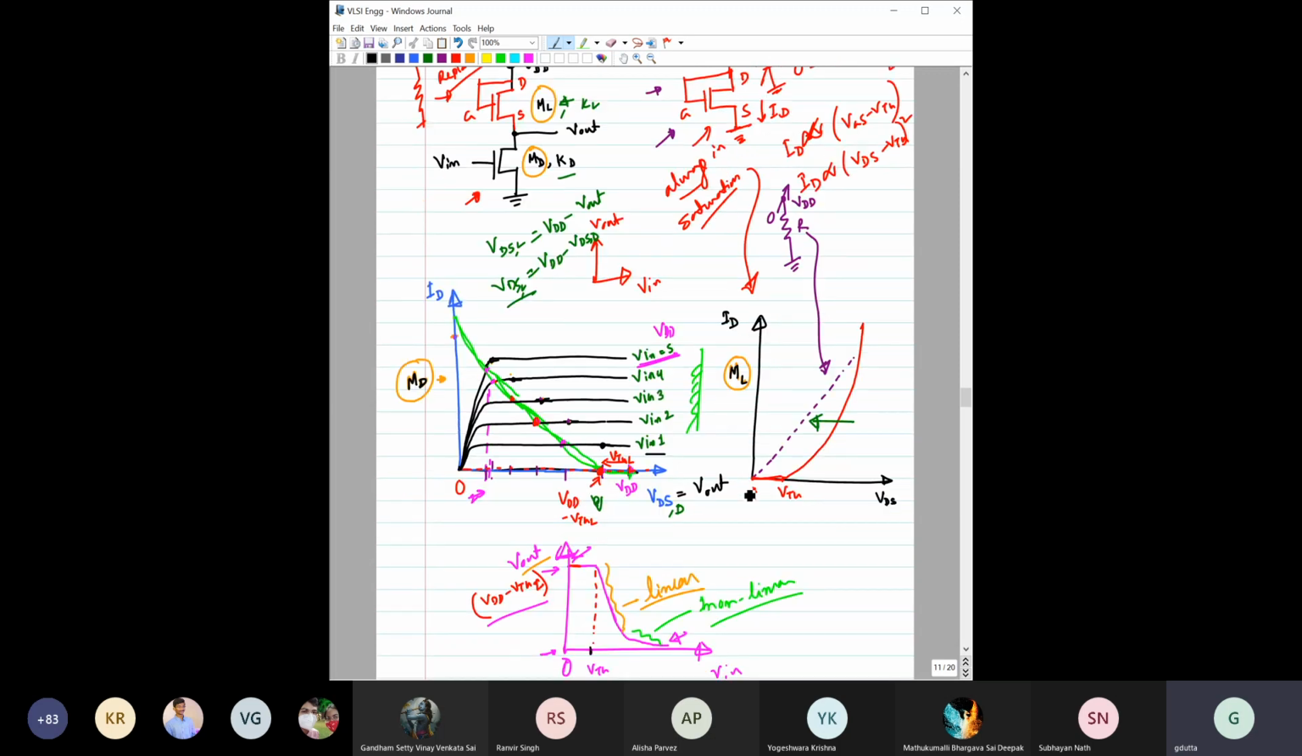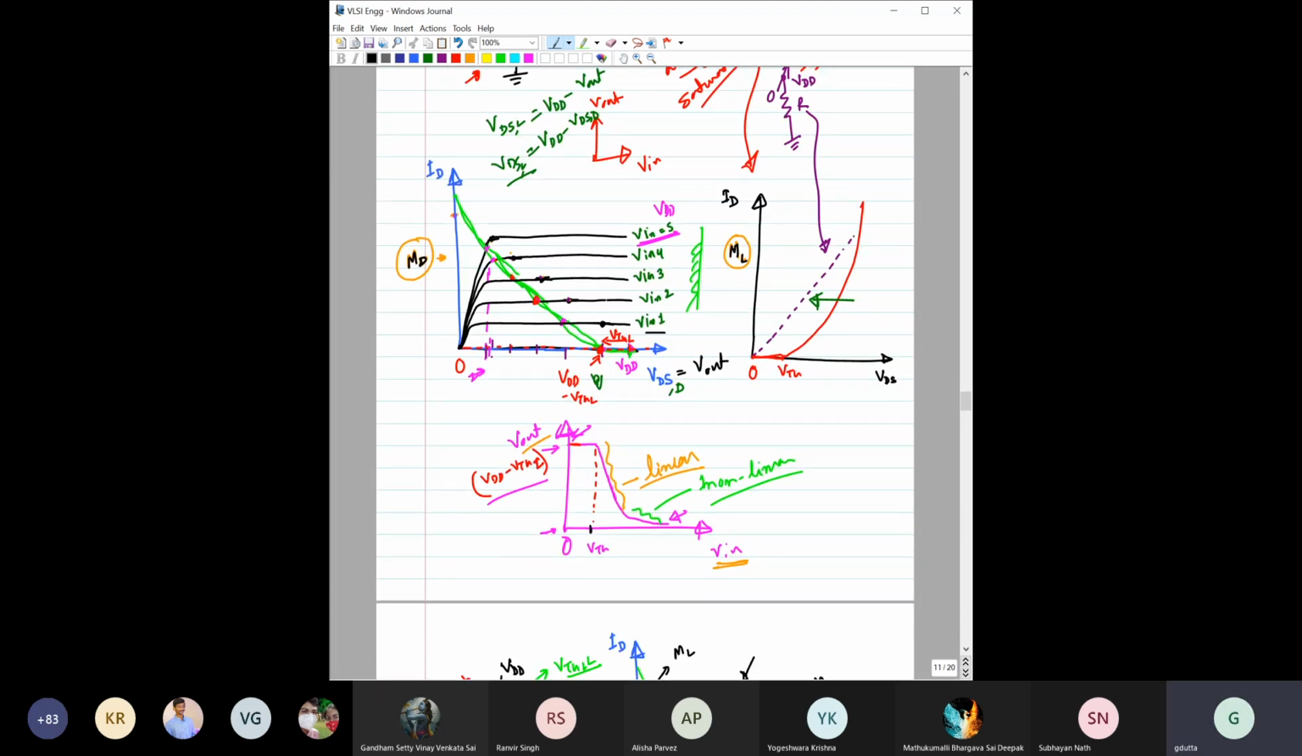And from here we saw how to find the VTC. We also saw in which region the transistors are operating, in which mode. For example, whether the transistors are in the linear region, in the saturation region, or in cutoff. Those things we discussed, and from here we derived this VTC.